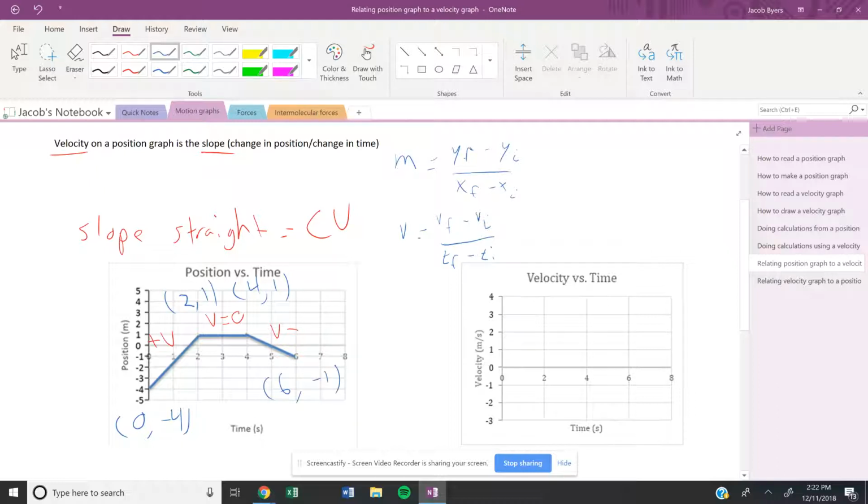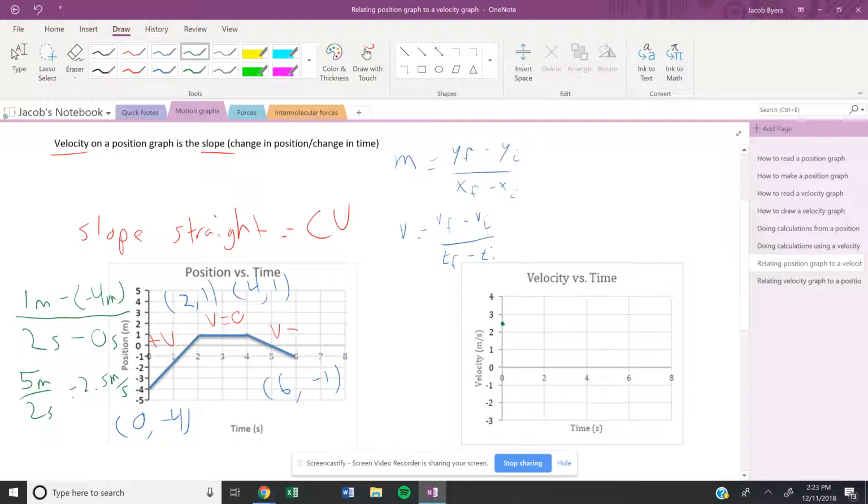For our first 2 seconds, we end at 1 meter. We started at -4 meters, so we're going to subtract a negative, which ends up being +4, over 2 seconds minus 0 seconds. So 1 plus 4 is 5 meters over 2 seconds, which gives us 2.5 meters per second. It's constant velocity, so at time 0 that's how fast we're moving, so I'm going to put a dot here.